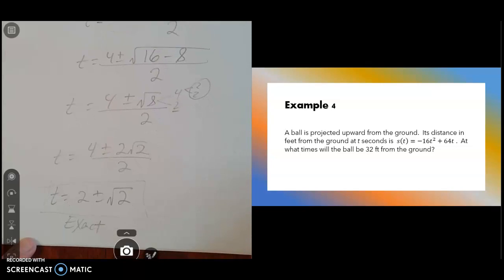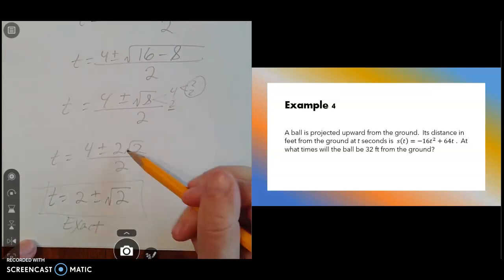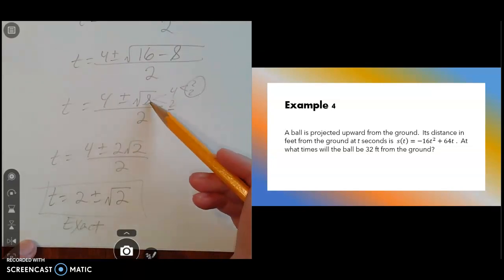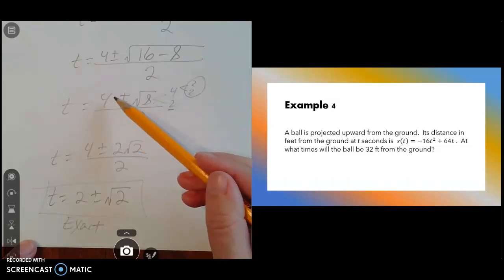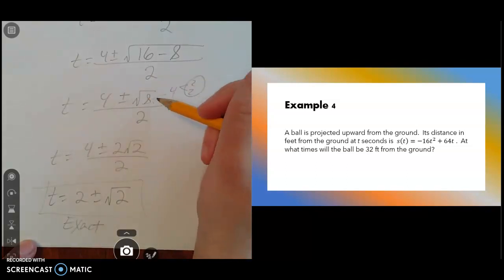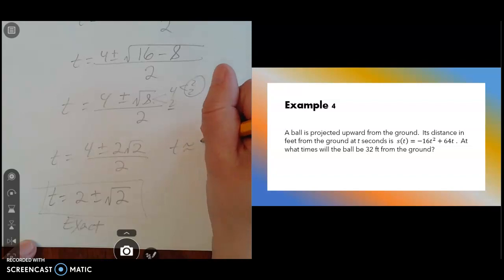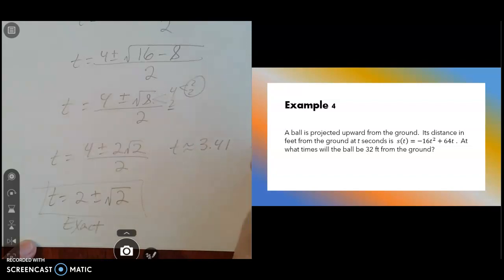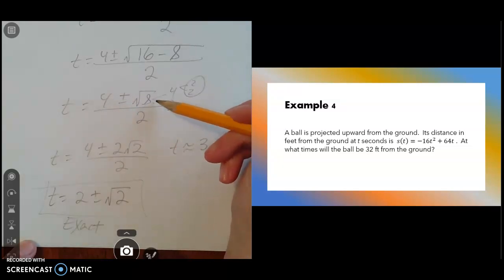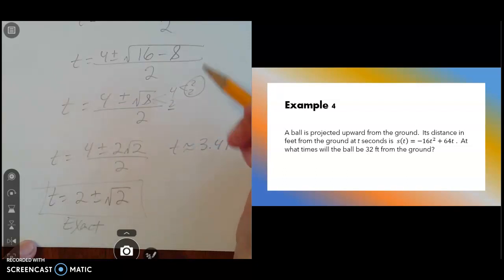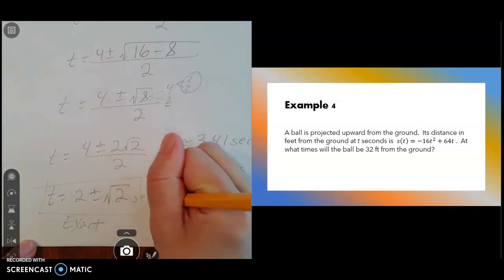Okay? If you want a decimal approximation, there's honestly no reason to simplify radicals. I would just do it from here. I'd do 4 plus the square root of 8, and then take that answer and divide by 2. And you get about 3.41 when you do that. If you do 4 minus the square root of 8, and then take that answer and divide by 2, you're going to get 0.59 approximately. And of course our time's in seconds. I could put that down here as well.